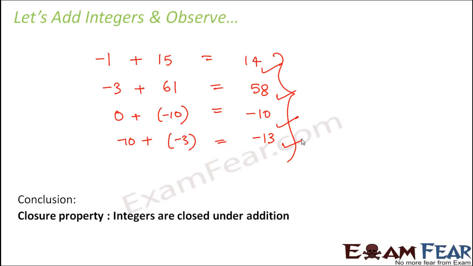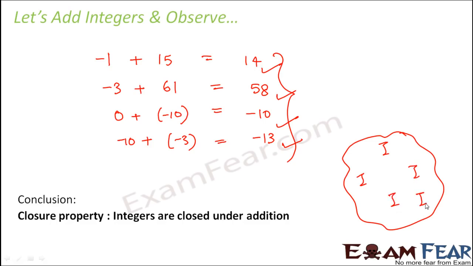Closure comes from the word closed. That means integers are closed. So integers, they have a house of their own where only the integers reside. So all the integers live inside this house, and as far as addition is concerned, integers remain closed within their house. That is, only integers will be involved in addition of integers. So for any two integers a and b, a plus b is always an integer.